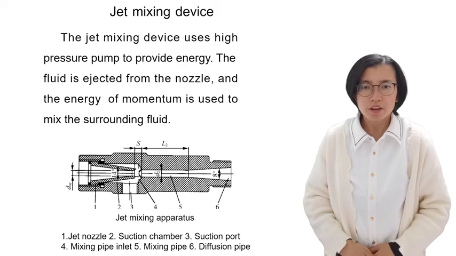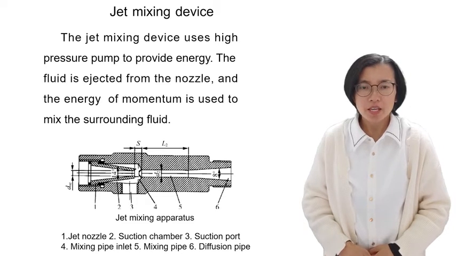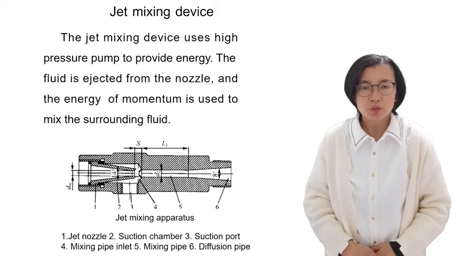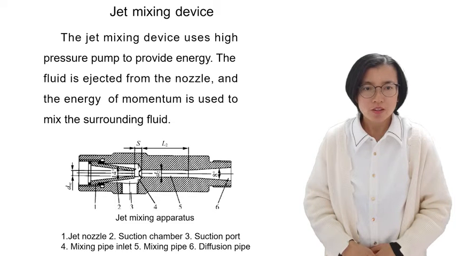The jet mixing device uses a high pressure pump to provide energy. The fluid is injected from the nozzle, and the energy of momentum is used to mix the surrounding fluid. In the field of agricultural spraying, water is generally used as the working fluid, and high concentration liquid medicine is used as the surrounding fluid.